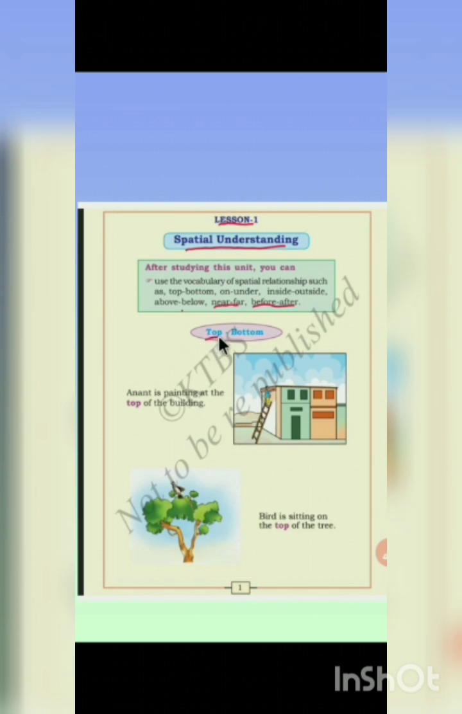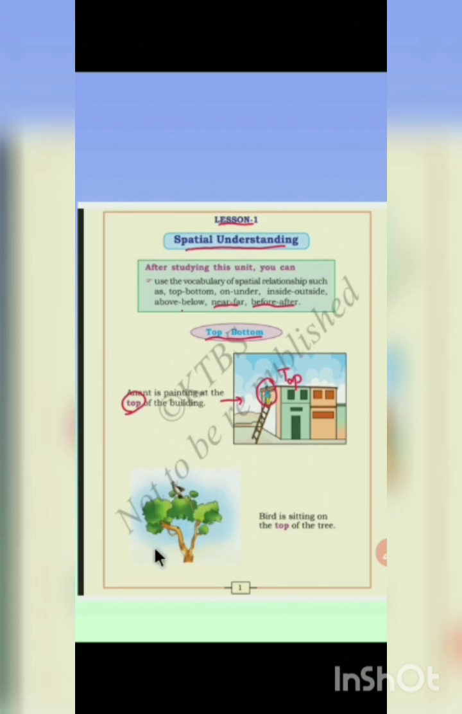Children, our first topic is top and bottom. Anant is painting at the top of the building. See the picture, children. You can see that a man is painting. He is Anant. And he is painting at the top of the building. So, where is he painting, children? He is painting at the top of the building.